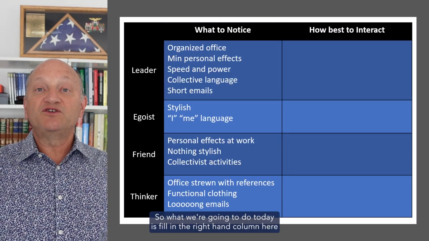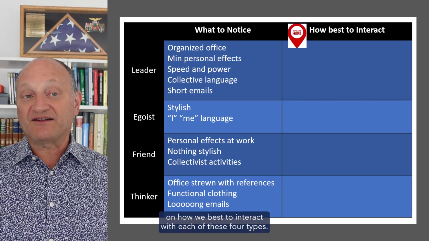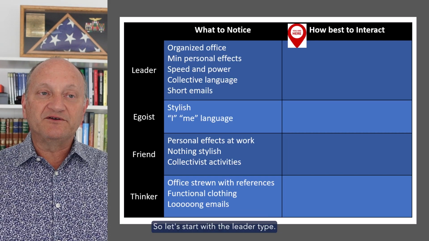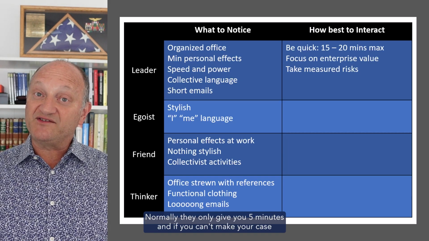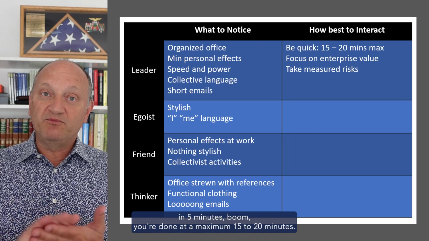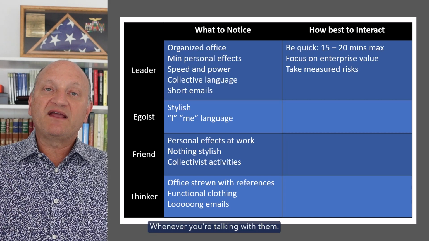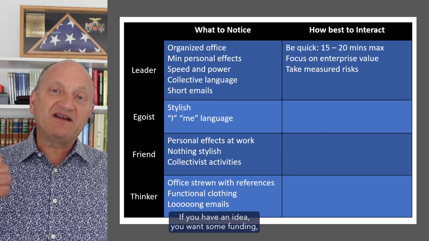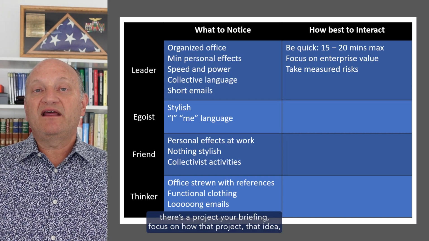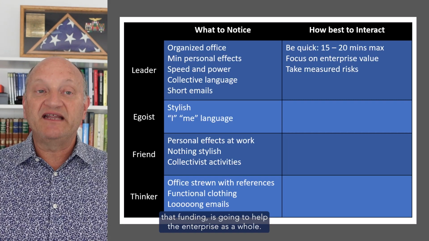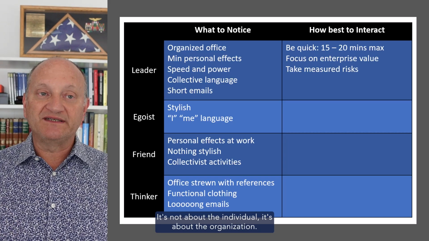All right, so what we're going to do today is fill in the right-hand column here on how best to interact with each of these 4 types. So let's start with the leader type. The best way to interact with a leader is to be very quick. Normally, they only give you 5 minutes, and if you can't make your case in 5 minutes, boom, you're done. At a maximum, 15 to 20 minutes. Whenever you're talking with them, focus on the enterprise value. If you have an idea, you want some funding, or there's a project you're briefing, focus on how that project, that idea, that funding is going to help the enterprise as a whole. It's not about the individual, it's about the organization.